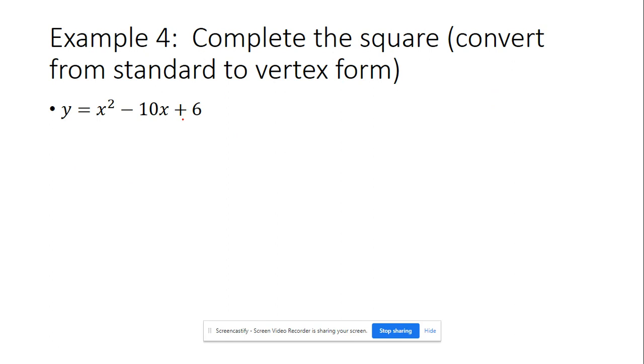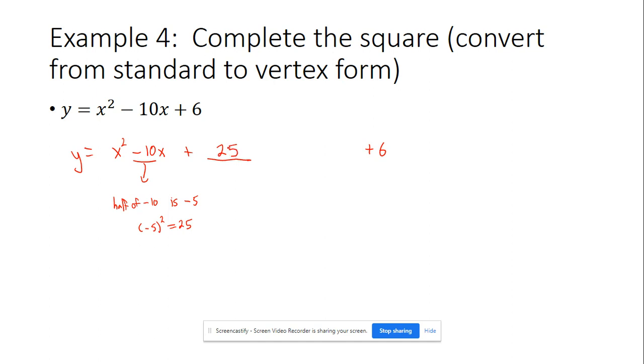Now, in this case, I have this extra plus 6 over here. So first thing, I'm going to write x squared minus 10x plus blank. I'm still going to put a bit of a space here, and I'm still going to put this extra plus 6 over here. What I want to do here is complete the square. Half of negative 10 is negative 5, and negative 5 squared equals 25. So we want to put a 25 right here.